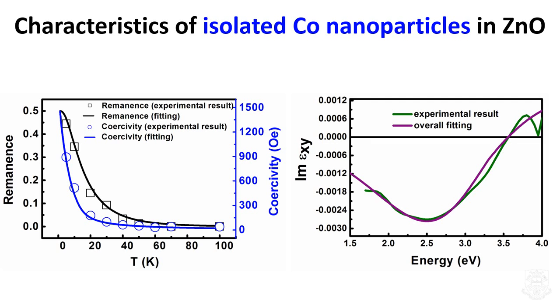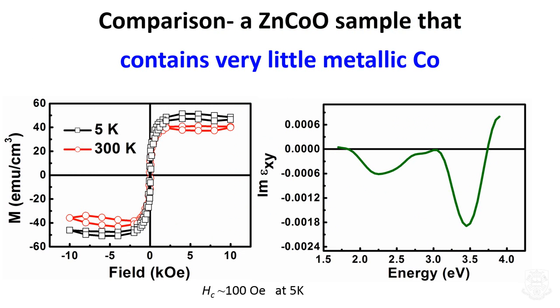And finally, the off-diagonal dielectric constant, which is obtained from magnetic circular dichroism, can be well fitted, assuming that all the magnetism is coming from cobalt nanoparticles. And we now compare this with a sample of zinc cobalt oxide that contains very little metallic cobalt.